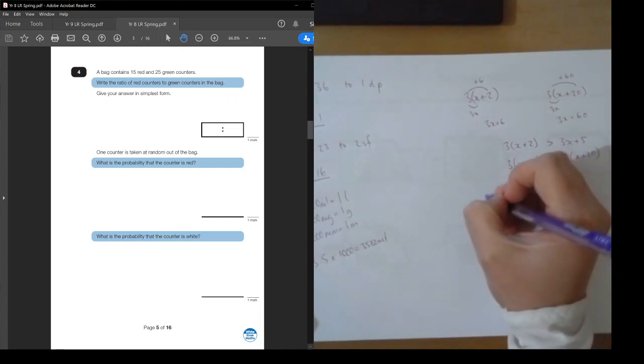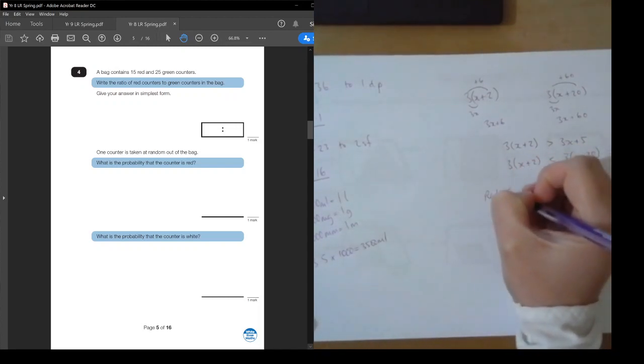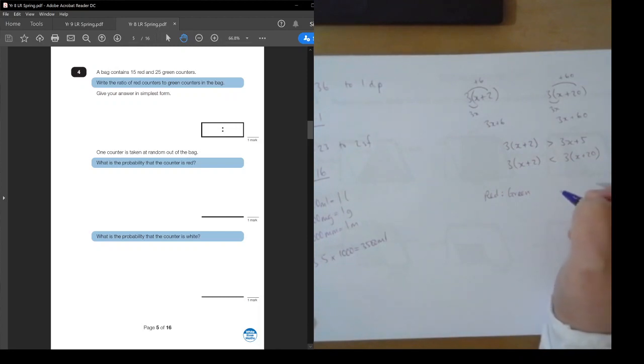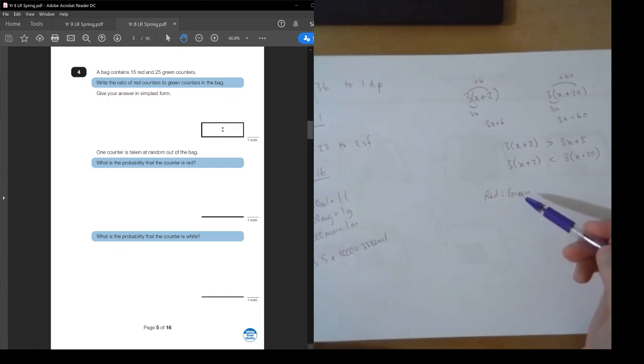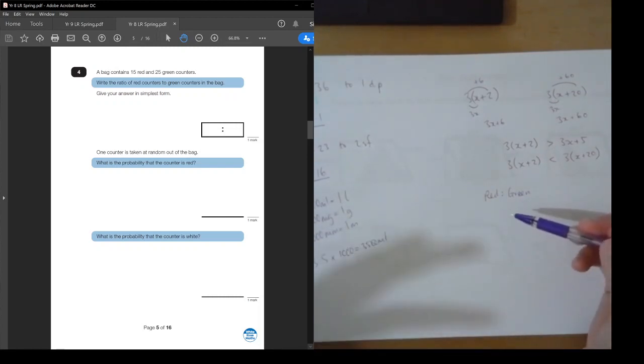Okay, so we've got ratio red to green. They're asking for red to green. Just write it down. It makes it much easier when you're doing this. I have seen questions where they try and confuse you, and they would have put green to red, and they would have just confused you that way. So it's not always the way that it's written down in a question. So just make a habit of writing red to green.